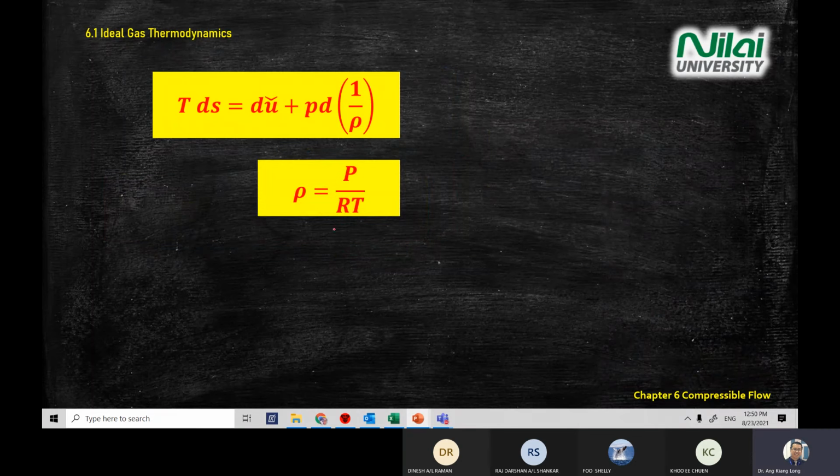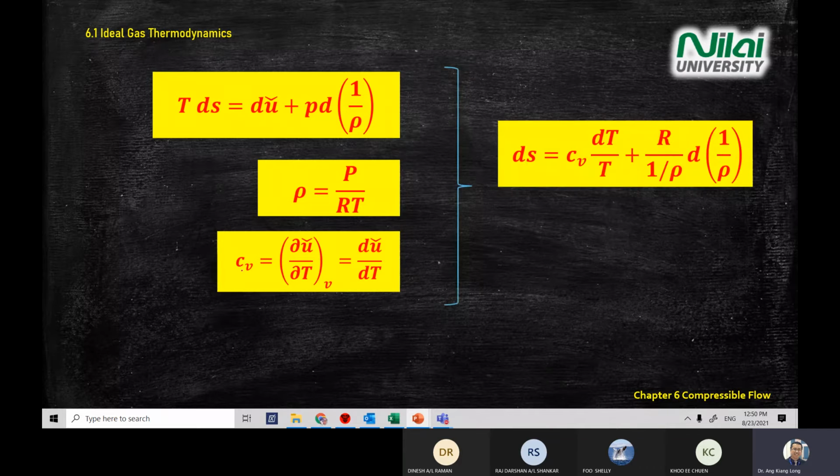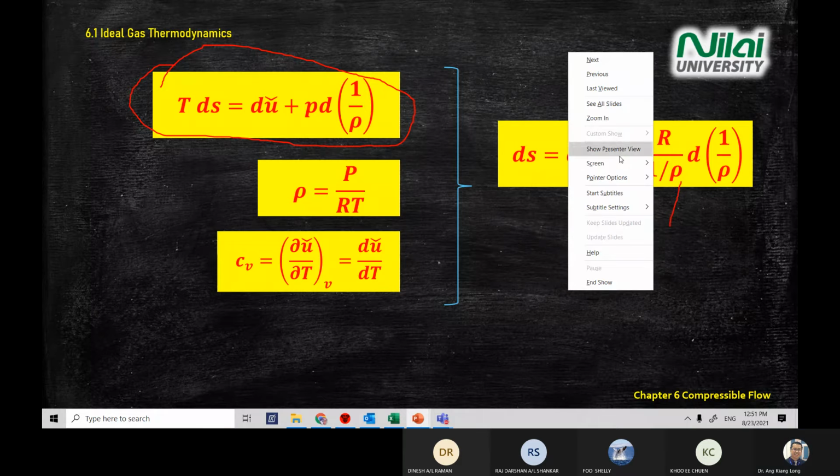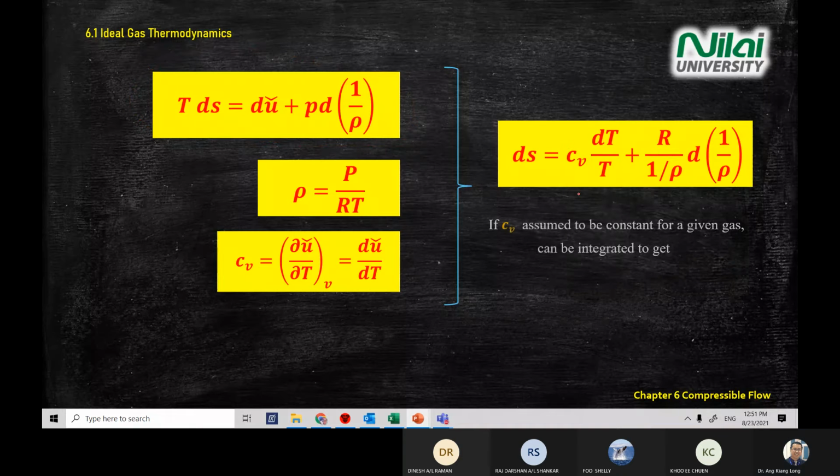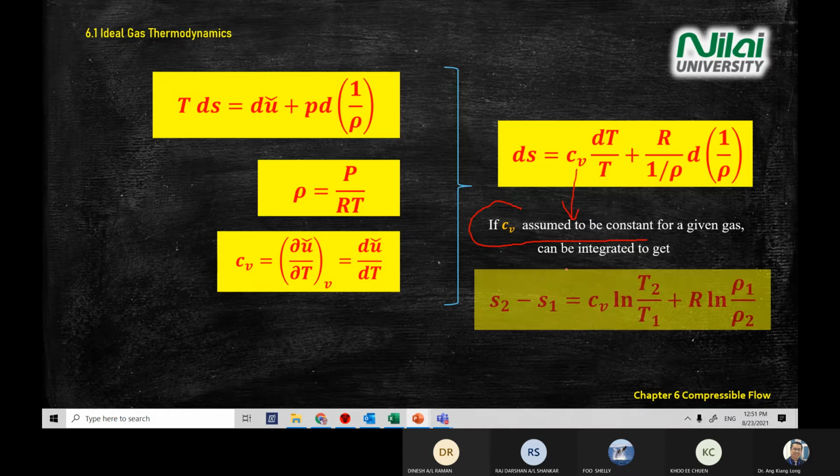Then recall the ideal gas equation again: rho equals P divided by RT, and the definition of Cv. So you can write this equation in terms of Cv, as you can see on the right-hand side. ds equals Cv dT over T plus R times d of 1 over rho divided by 1 over rho. Basically we are still at the mathematics stage. We are assuming Cv is a constant.